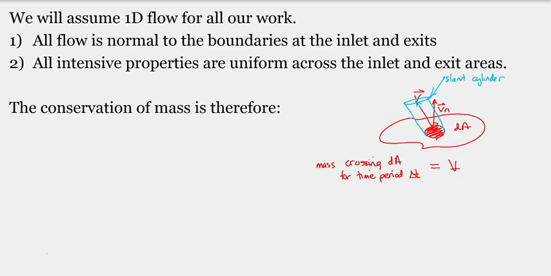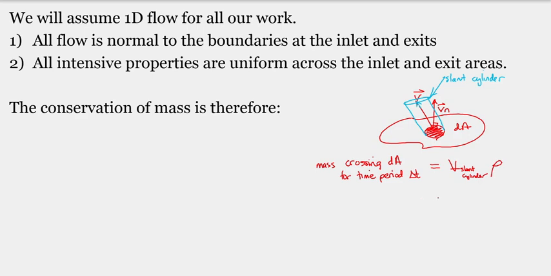So we know that the mass crossing that little differential area for the time period delta t is simply the volume of the slant cylinder times the density of the fluid that crosses. So it's the product. Mass is simply volume times density.